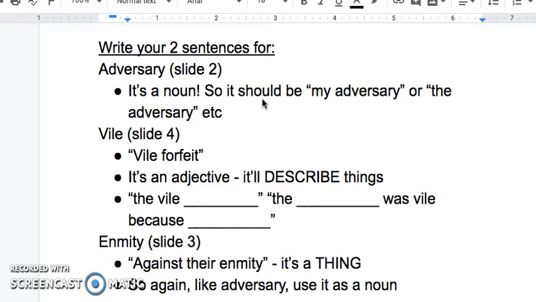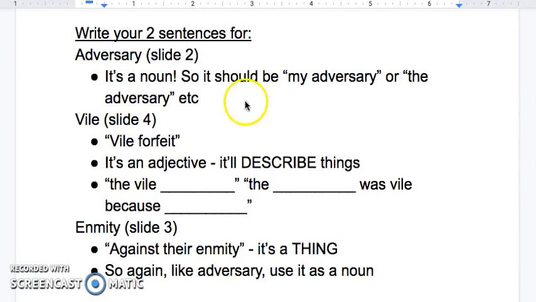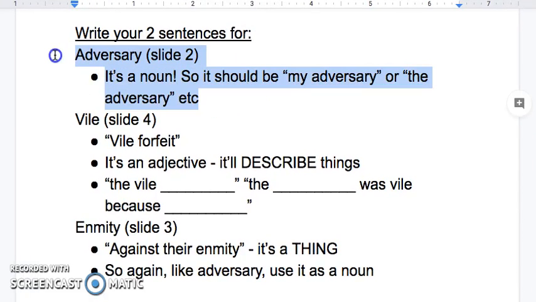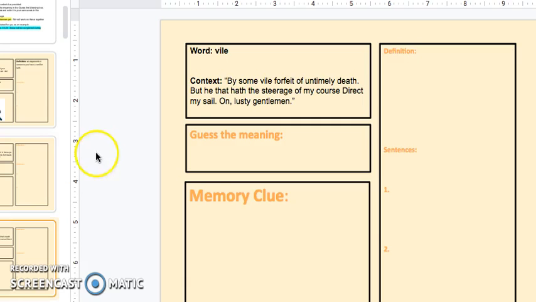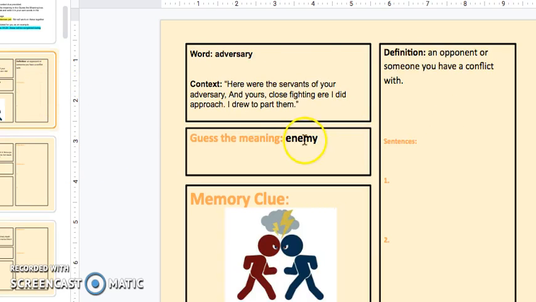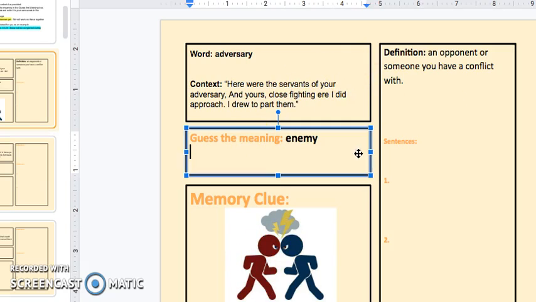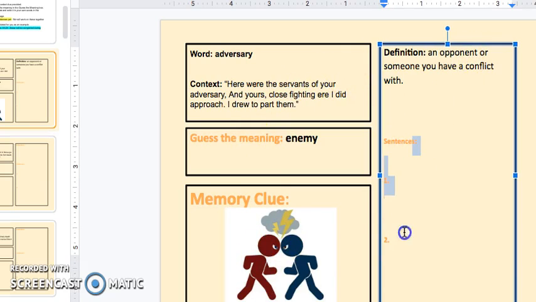Alright, so this is your last task for the day, and it's to update your vocab notebook. Some class periods have done adversary. Adversary is on slide 2 of your vocab notebook, which again looks like this. You should have done these things already. You should have the guess, your little picture, and your definition, and all that's left are the sentences. And I just want to make sure you know how to use the word correctly.